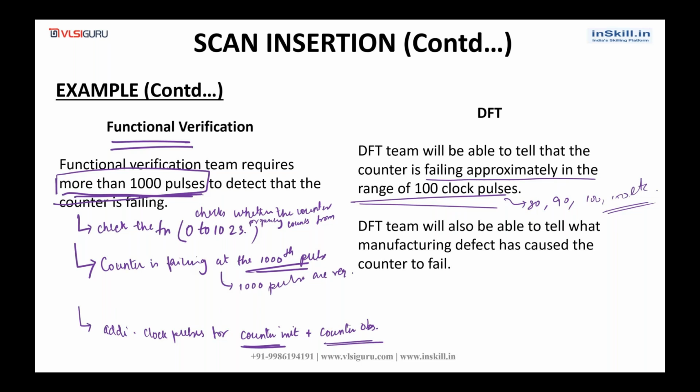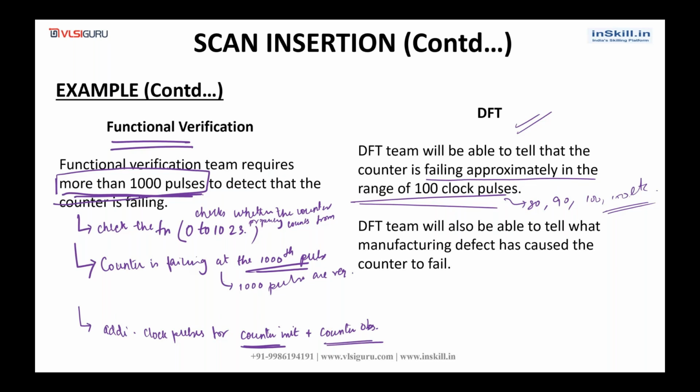Okay. So how is the DFT team able to tell that the counter is failing in significantly fewer clock cycles? It is because we are going for scan insertion. We are going for scan insertion, so that we are easily able to control and observe our circuit. So that is the need of scan insertion.